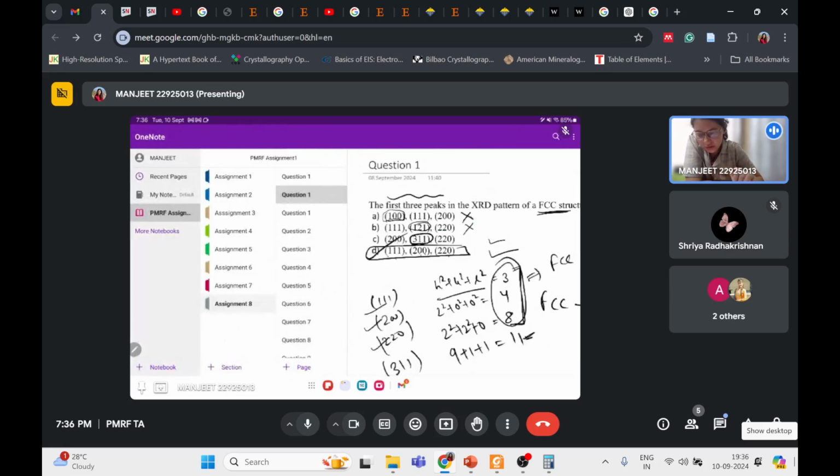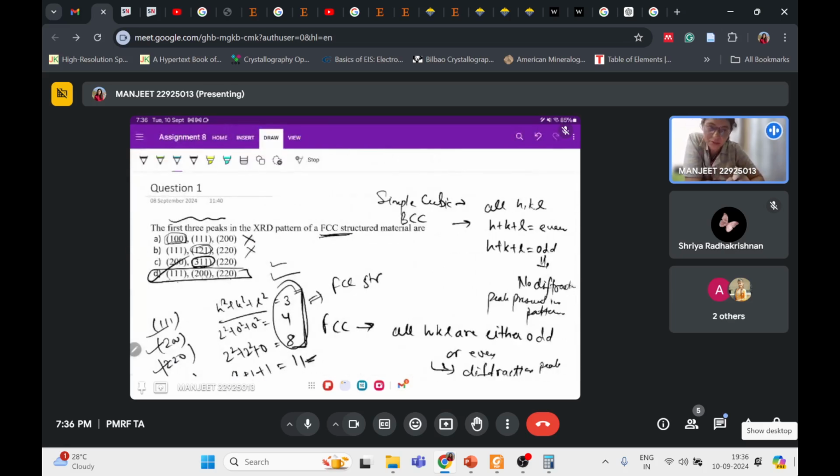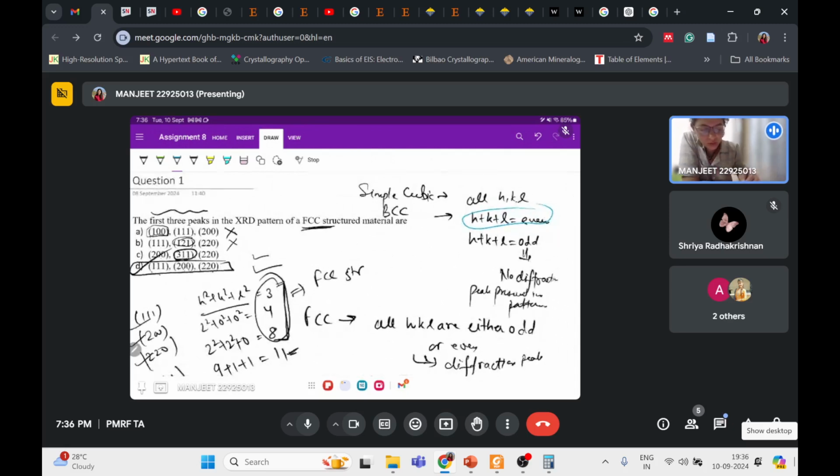Okay, in the next question, if it is given for the FCC one, what will be the first three peaks? And it can be asked for the BCC one, what will be the first three. For the simple cubic, we know that all the HKL values are allowed. For the BCC one, the H plus K plus L value should be even, and if it is odd, there will be no peak. For the allowed one, this has to be even. For the FCC one, either all odd or all even.